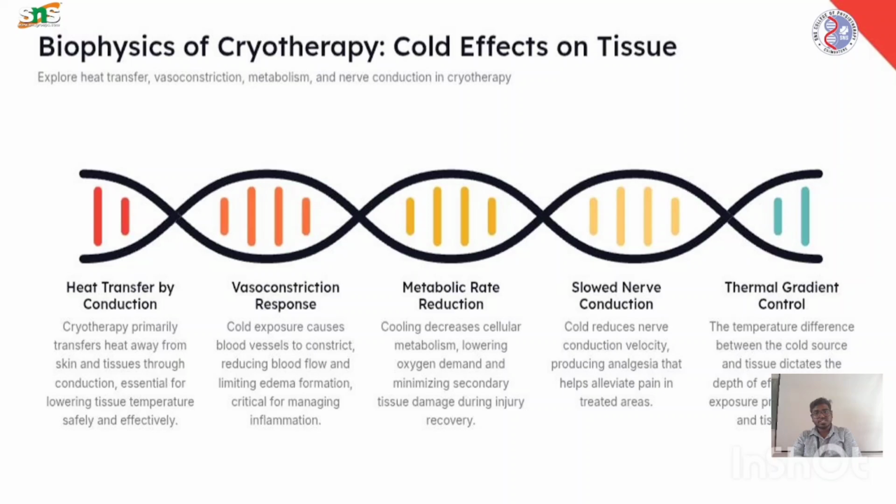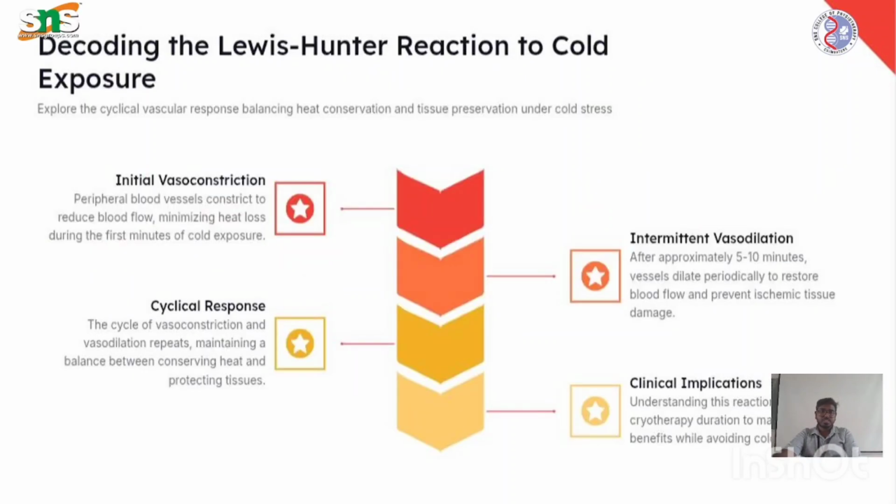The cooling decreases the cellular metabolism as well as lowers the oxygen demand, minimizing secondary tissue damage during the injury and recovery. It also slows down the nerve conduction velocity, which produces the analgesic effect that helps alleviate the pain in the treatment areas. The temperature gradient between the cold source and the tissue dictates the depth of effect. Controlled exposure prevents frostbite as well as tissue injury.